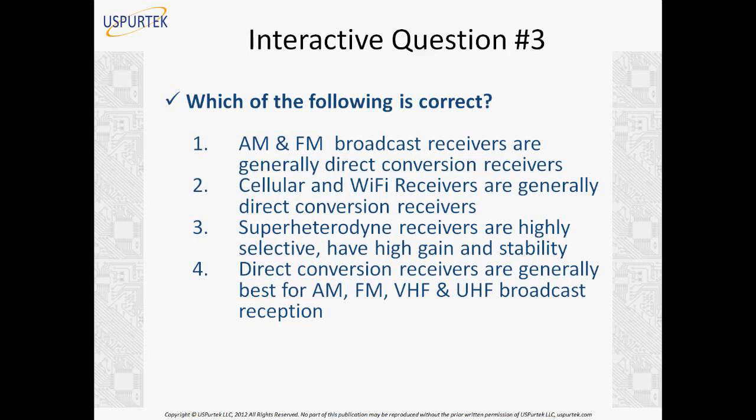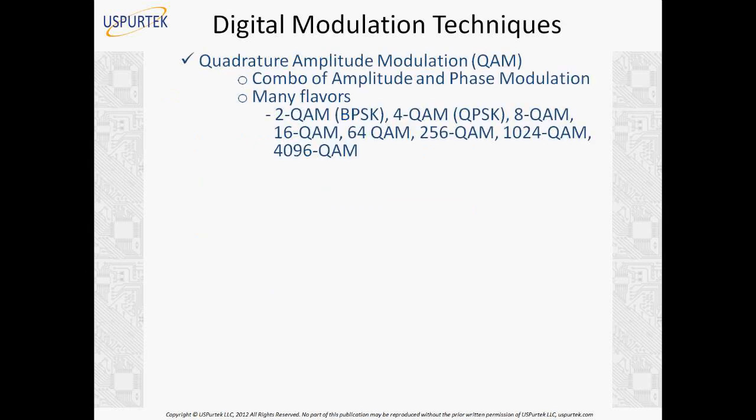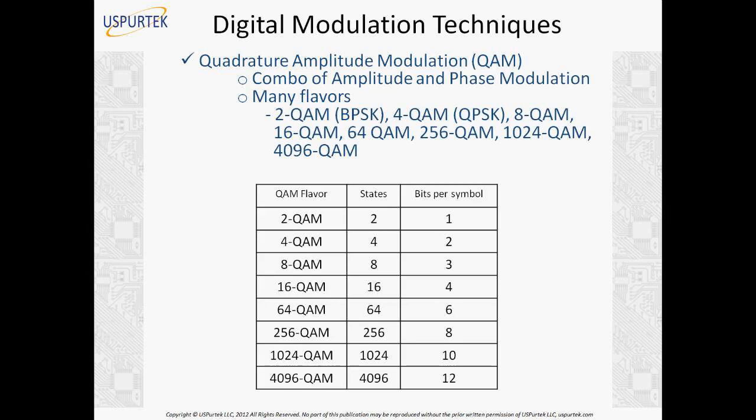Now let's move on to the topic of interest to us, quadrature amplitude modulation. This is why we call it QAM. Quadrature means a phase difference of 90 degrees between the two signals. Then we use amplitude. We also use the amplitude of the signals to determine the modulation state. Since it's a combination of amplitude and phase modulation, it has many flavors.